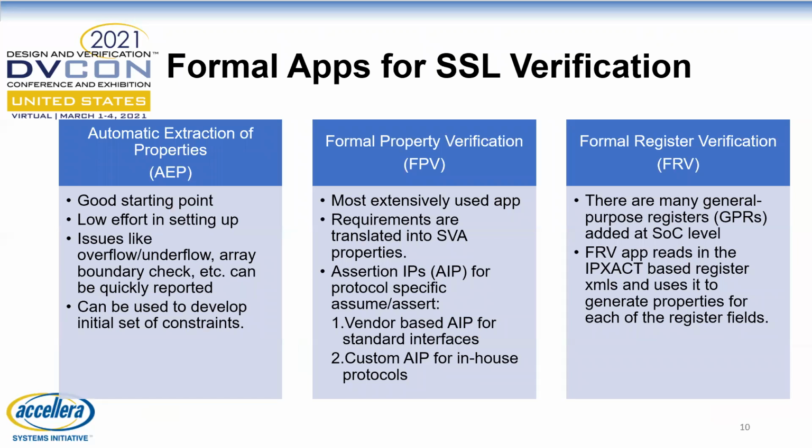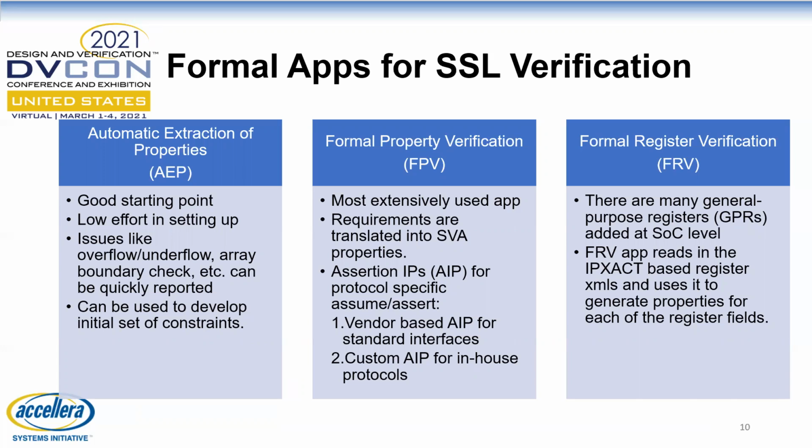Okay, so now let's quickly touch upon some of the formal apps used for SSL verification. Automatic extraction of properties, commonly known as AEP, can act like a good starting point whenever we are starting on any formal setup. It is very low effort intensive in setting up. It acts like a super linting type of tool, and it can report basic issues like overflow, underflow, array boundary check. And AEP can also be used to develop the initial set of constraints, which can then further be used in the FPV setup.